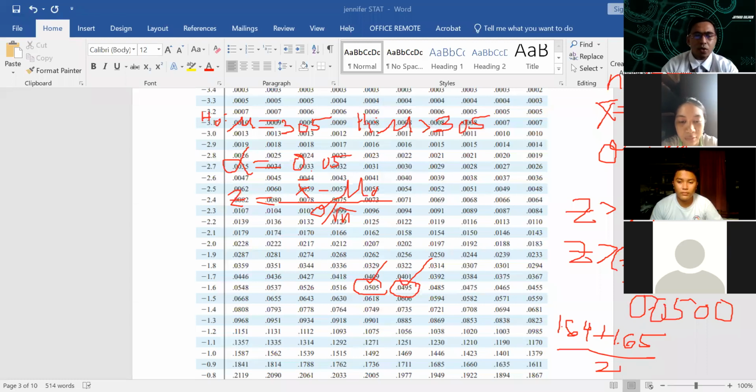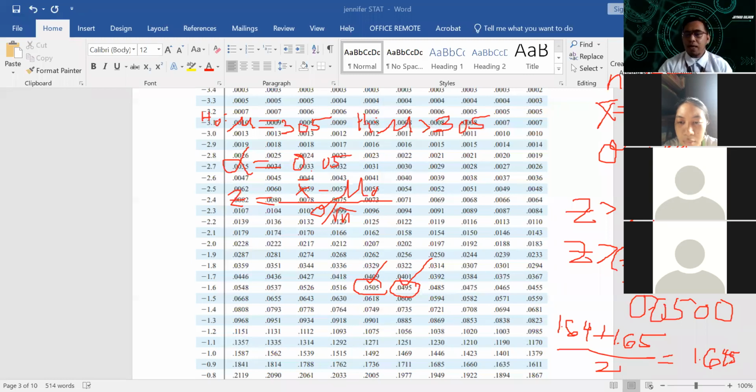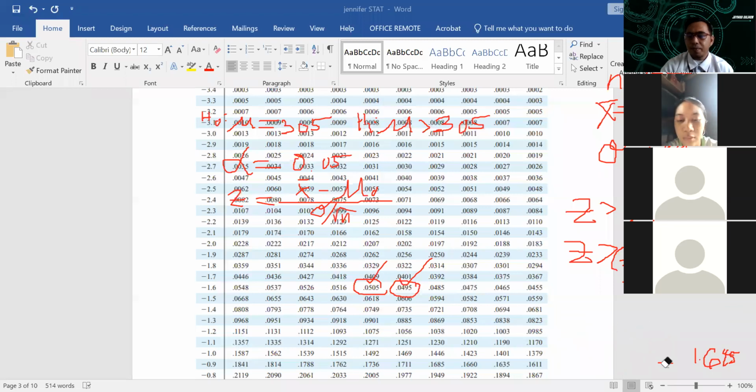Okay. So, okay na. After that, you will add this 2, then divide it by 2. And obviously, your answer is 1.645. Diba? Sakto, class? Yes, sir. So, it means the answer is 1.645. Nasabtan? The answer for this portion is 1.645.